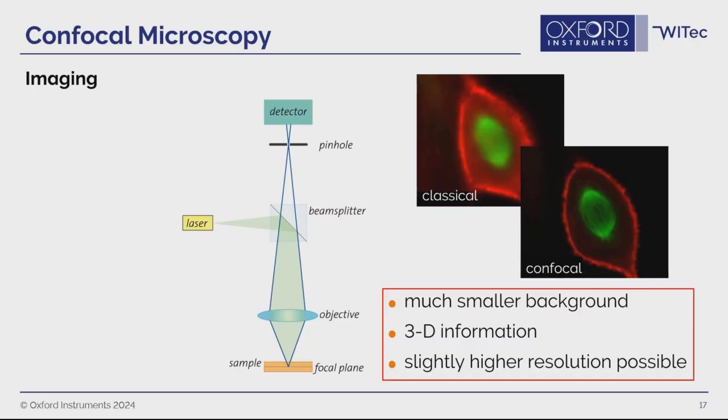If we compare a classical to a confocal image, in this case of a cell, one can see a much smaller background and even substructures in the nucleus are visible. The introduction of the pinhole leads to real 3D information, which is not possible with a classical microscope. And additionally, we have a slightly higher resolution in the XY plane. This, of course, is also beneficial for semiconductors.